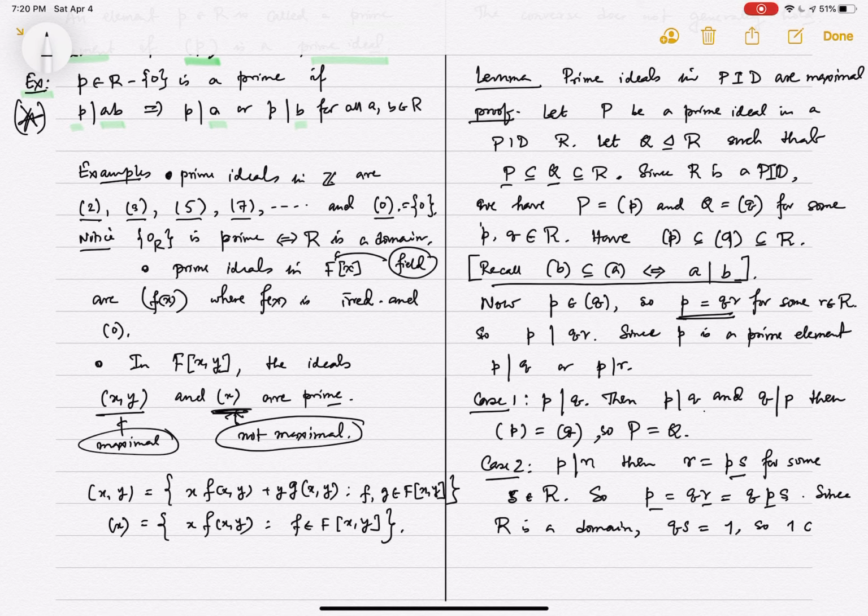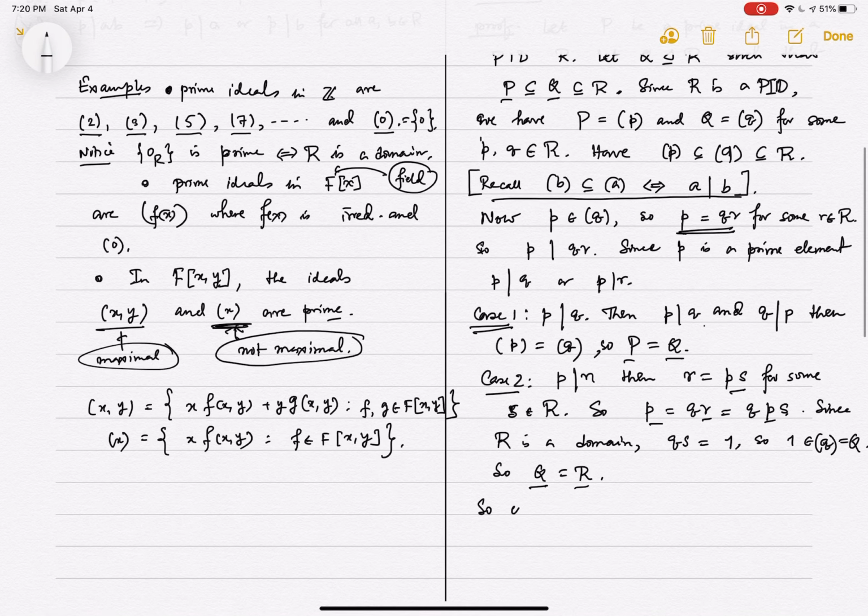So 1 is a multiple of q, meaning it's in the ideal Q. But if 1 is in the ideal, then the ideal is the whole ring. So in case 1, Q is P, and in case 2, Q is R. And that's what we wanted to prove.